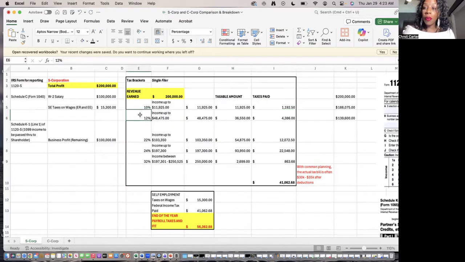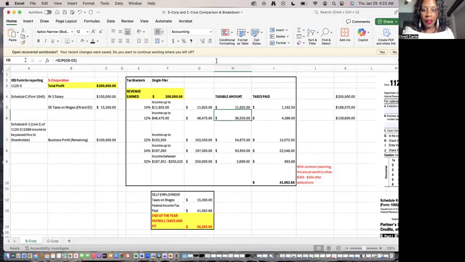So I'm going to keep going. Now we're on the 12% tax bracket. And of course, as you can see, income up to $48,475 is going to be taxed at 12%. And so this is the taxable amount. It's going to be 36,550. You might be wondering, how did I get this number?